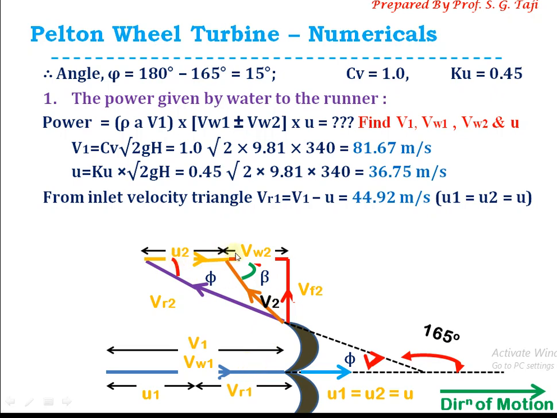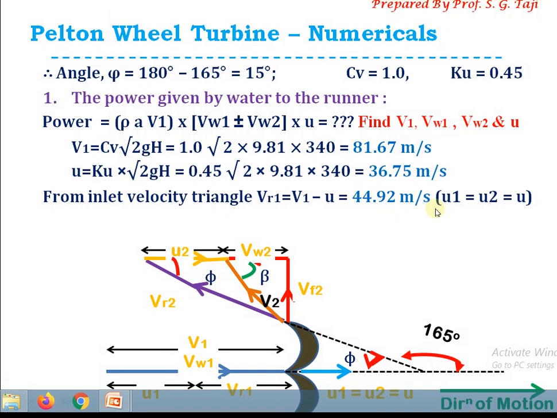Now we need to find this VW2. While calculating the VW2, we are going to use this angle phi. So cos of phi will be equal to the adjacent divided by the hypotenuse. So my cos of phi would be equal to u2 plus vw2 divided by vr2. While calculating this vw2, we already know phi, we already know u2, but we need to find the vr2. Now in case of Pelton wheel turbine, we know that vr1 is equal to vr2. So here I am going to find the vr1, which would be given by the equation v1 minus u, that would be equal to 44.92. So let's proceed to calculate.